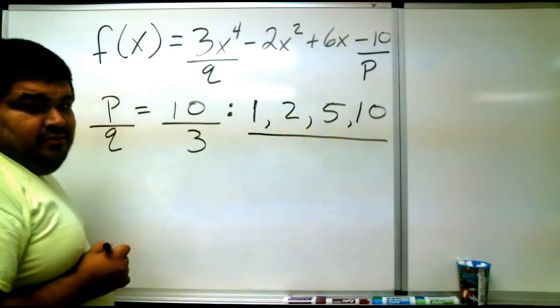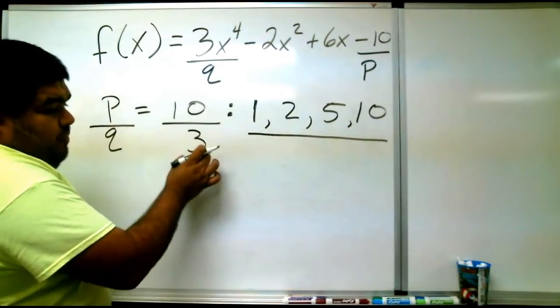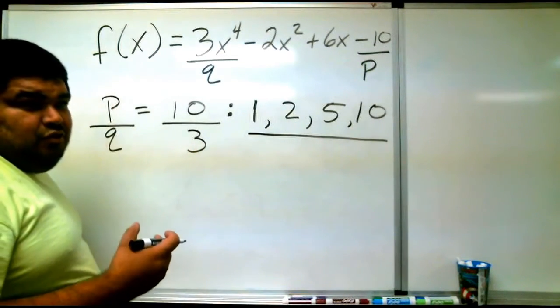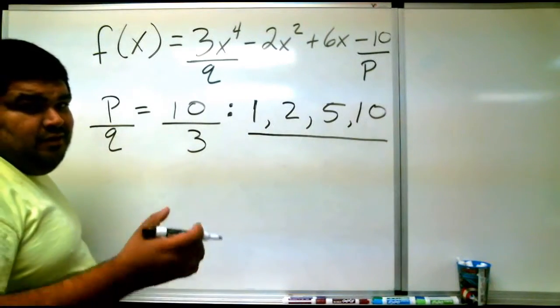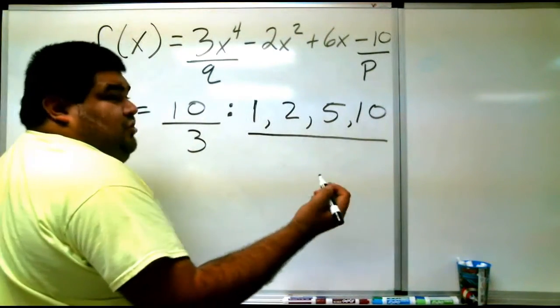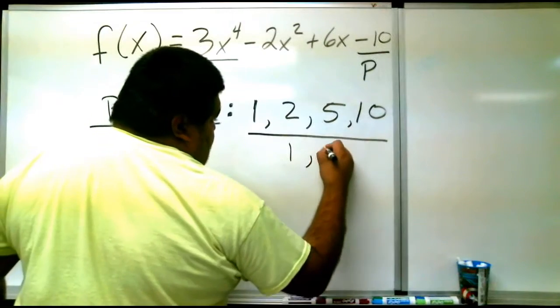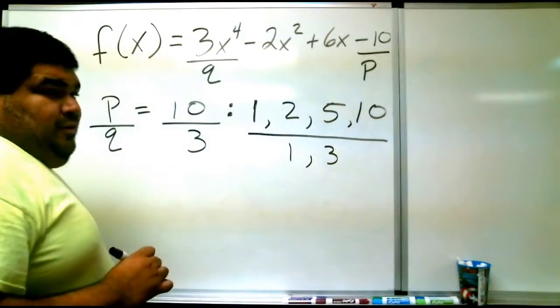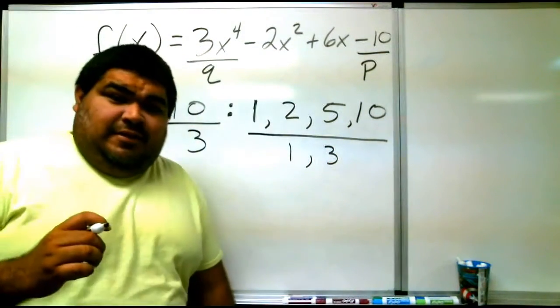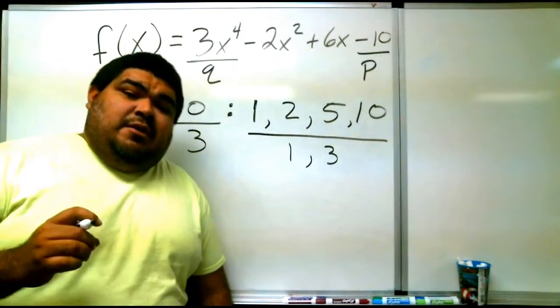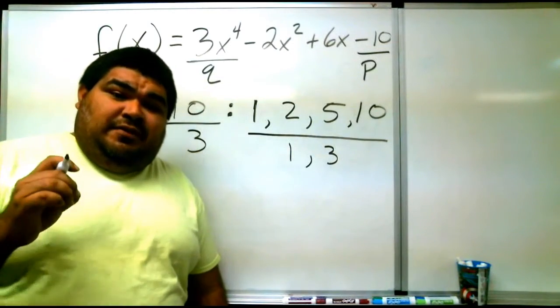Over, again, the numbers that will give you 3, there's only two numbers, 1 and 3, right? Because 1 times 3 is 3. There's no other number. It's just a prime number. 1 and 3.